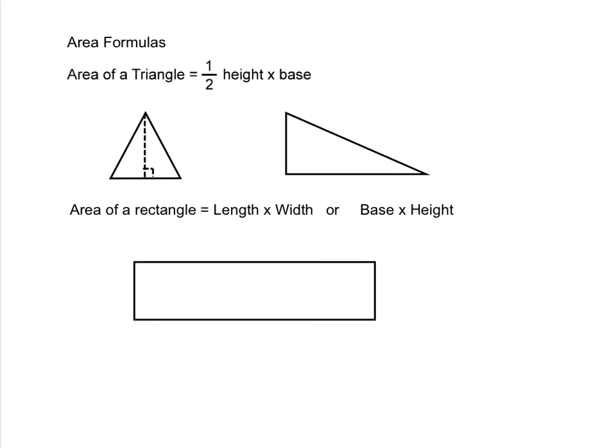The area of a triangle is 1/2 base times height. The area of a rectangle is length times width, or if you prefer, base times height, where this is the base and this is the height. Okay? These 2 sides, the height and the base, the length and the width, must always be perpendicular. Whenever you find the area, you have to multiply perpendicular sides. Okay?